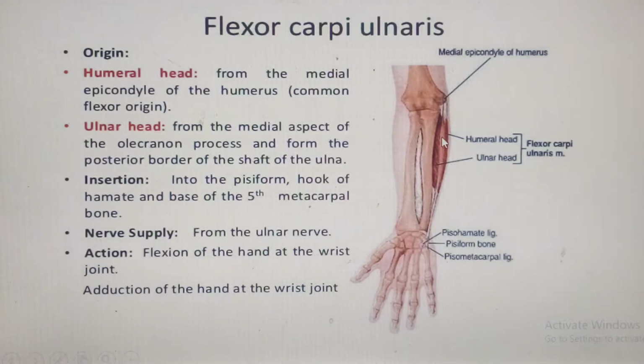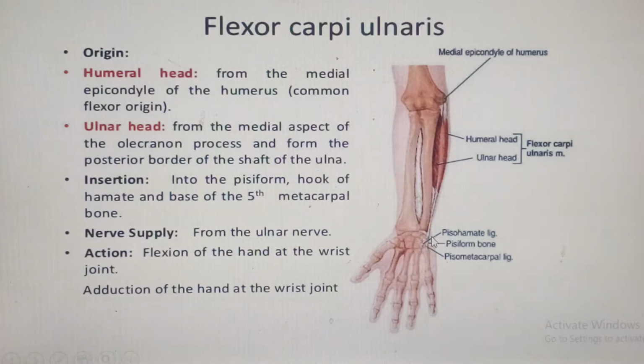ulnar nerve. Now I told you that if you take the Pronator Teres, its two heads will give passage to what we call the median nerve. Now, giving passage to one of the long nerves, being the ulnar nerve, is what we call the two heads of flexor carpi ulnaris.